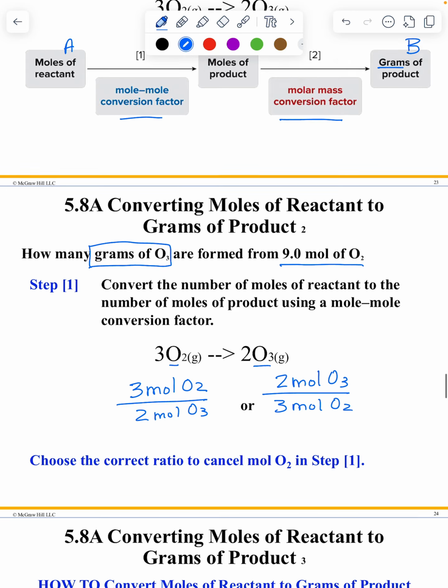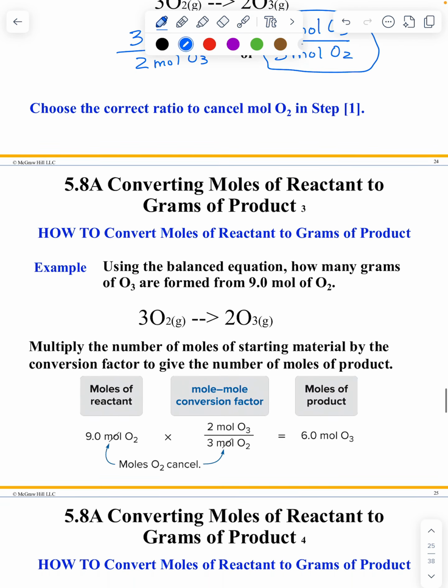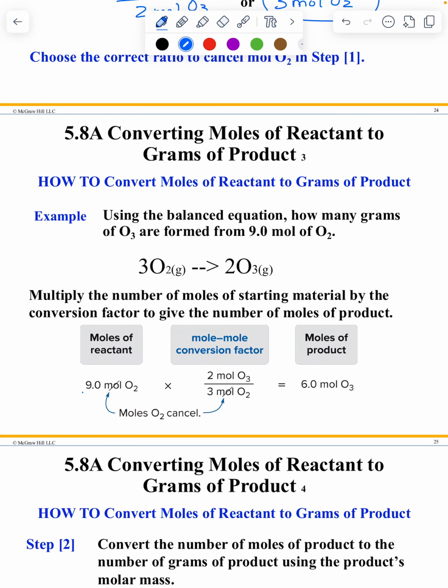And then we will set up our problem. We'll put what we were given, 9 moles of O2. We're going to multiply that by our conversion factor that has O2 on the bottom so that moles of O2 cancel, and we're left with moles of O3. So do the math, 9 times 2 divided by 3 gives us a total of 6 moles of O3. So that's the first step.